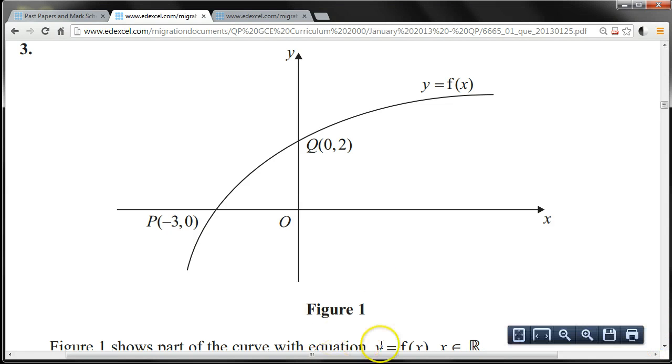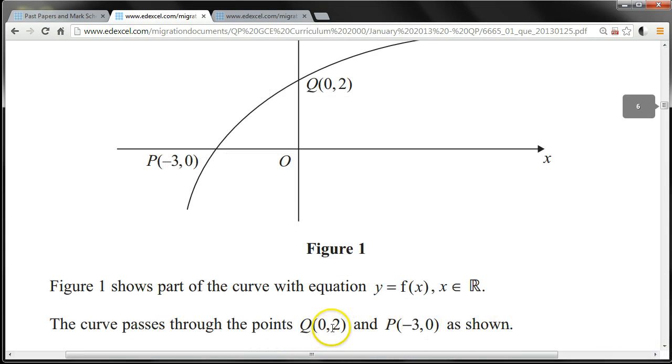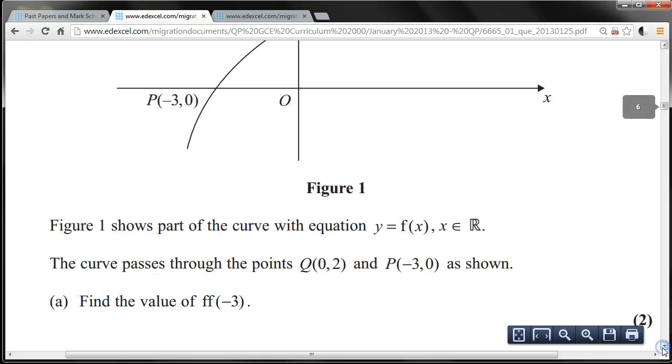Figure 1 shows part of the curve with the equation y equals f of x for x belonging to R. The curve passes through the points Q and P as shown. Find the value of ff of minus 3.